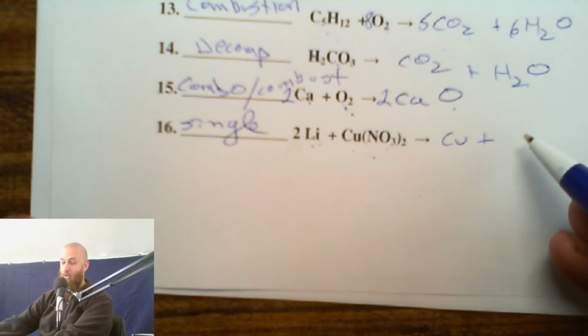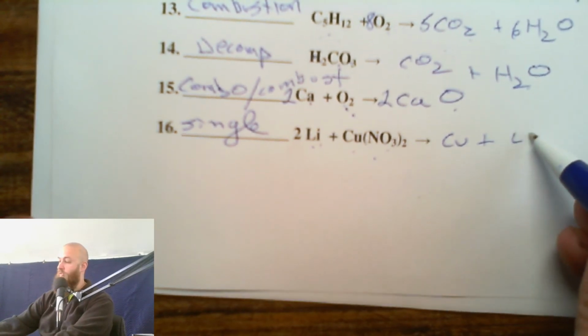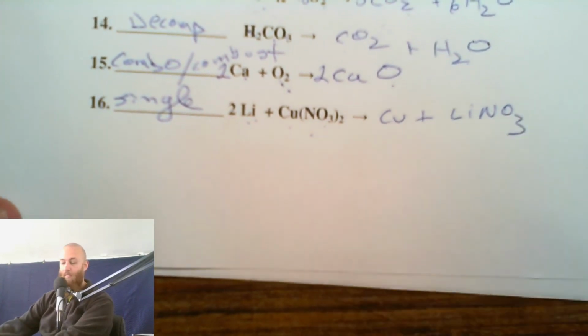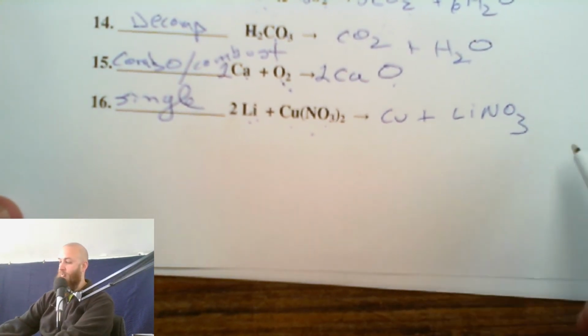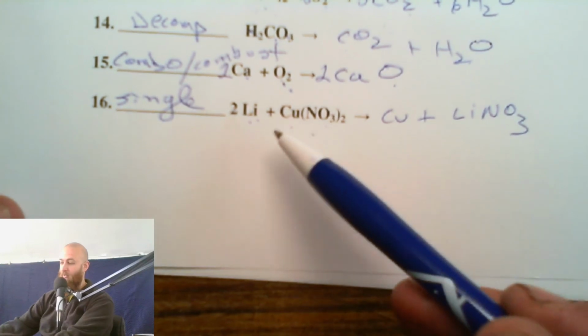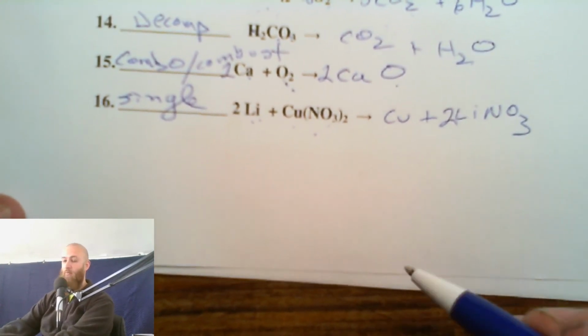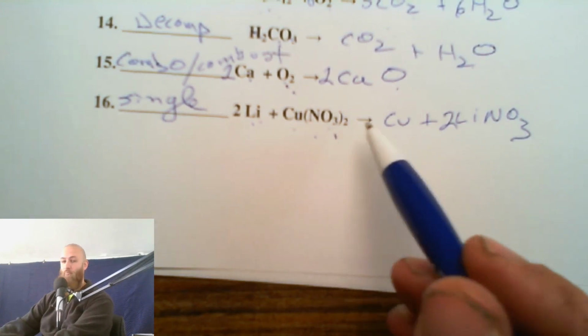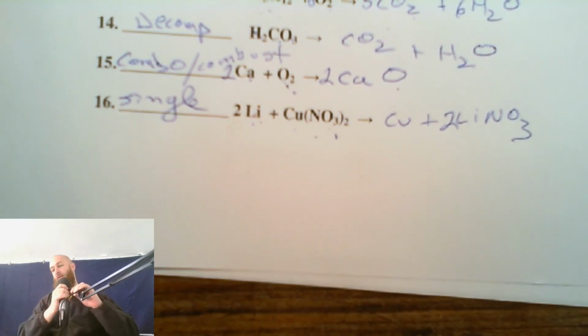Well, crisscross time. Lithium is a +1. Nitrate's a -1. So you only need 1 of each. And then you got to go back and balance. This one's pretty easy to balance. 2 lithiums. So I put a 2 there. And that also fixes my nitrates. Boom. Done.